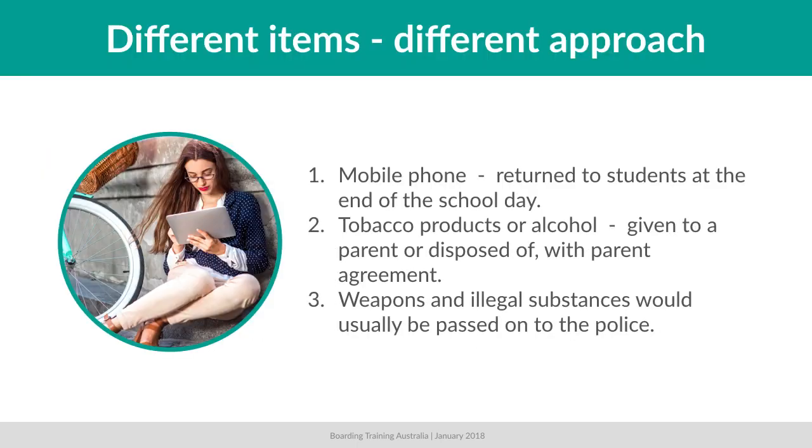For different items, there's different approaches. For mobile phones, they're returned to students. For things like tobacco products or alcohol, they're given to the parents or disposed of. For things that are illegal, such as weapons or illegal substances, such as illegal drugs, then they would usually be passed on to the police.